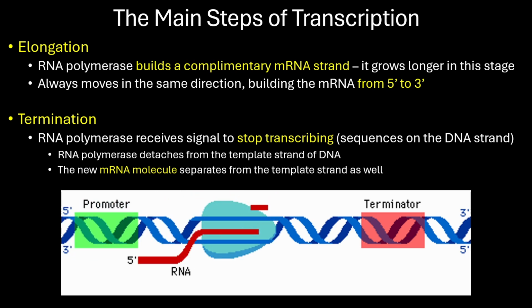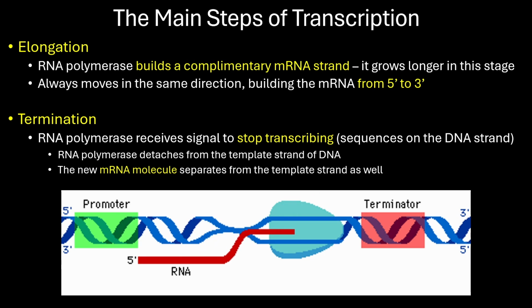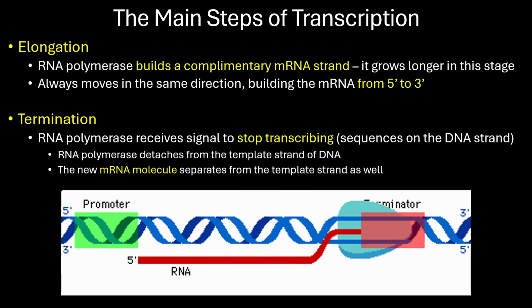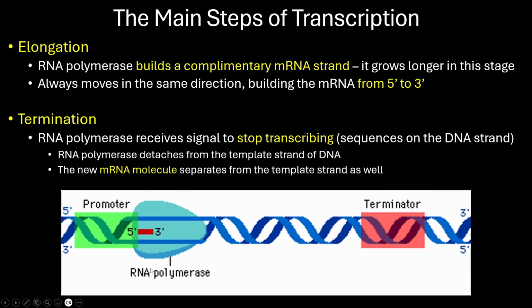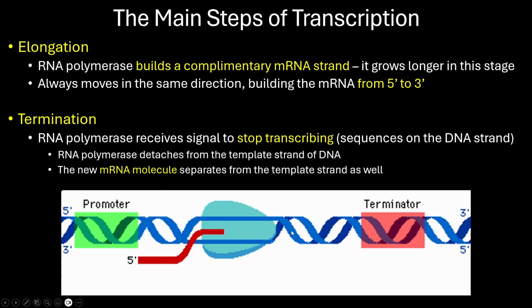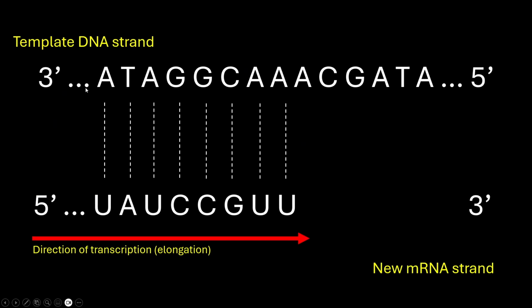Now, RNA polymerase always moves in the same direction. It always builds mRNA from 5' to 3' on the RNA strand. I want you to remember that. We're always building from the 5' to the 3' on the RNA strand. So as RNA polymerase moves across the DNA strand, it is going to build the new RNA molecule from the 5' side to the 3' side, always adding complementary nucleotides to the 3' side of that molecule.